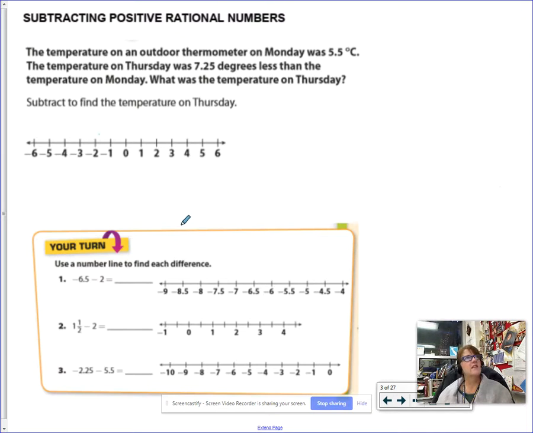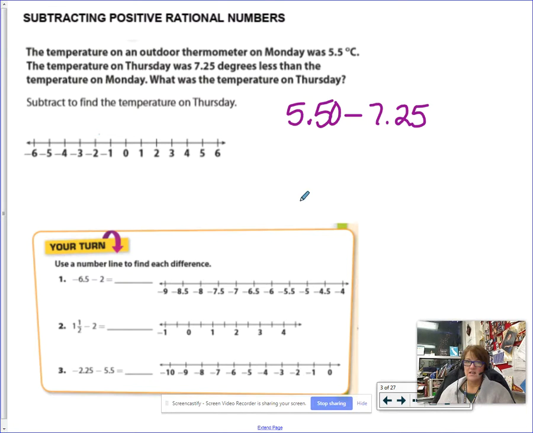So let's take a look at this first one where we have positive numbers. The temperature on an outdoor thermometer on Monday was 5 5/10 degrees Celsius. The temperature on Thursday was 7.25 degrees less than the temperature on Monday. So this is basically a subtraction question. Write this down right next to it: 5 5/10 minus 7 25/100.